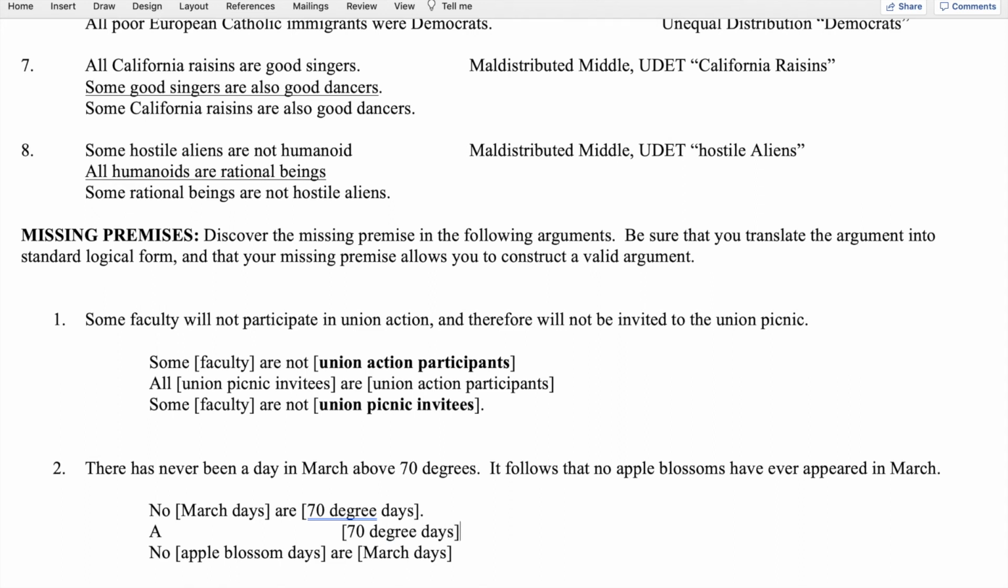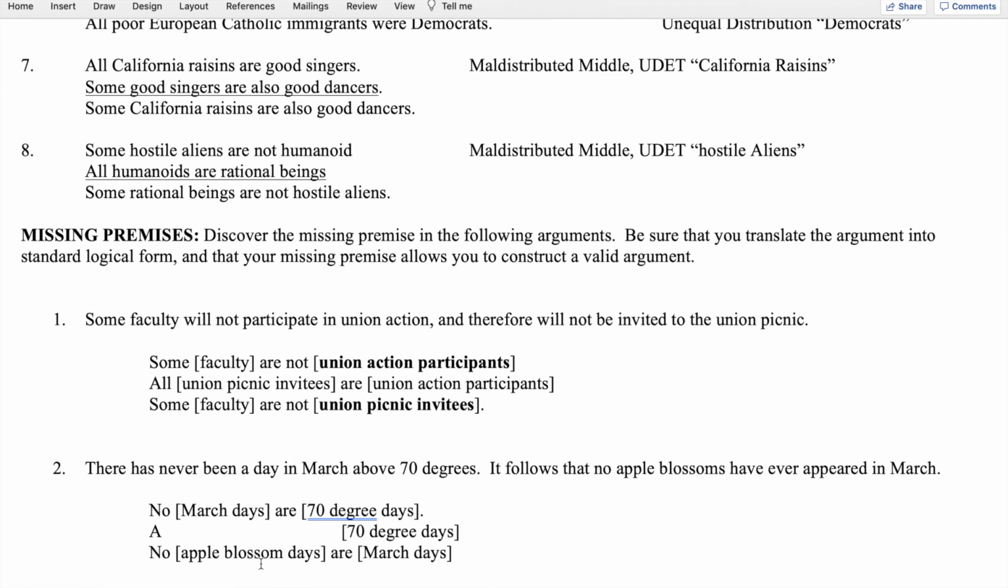Okay? So we have a middle term, 70-degree days, that is distributed in the first premise but not distributed in the missing or second premise, and that's fine. Middle terms must be distributed once and only once. March days, the end term, appears twice already, and in the conclusion it is distributed as subject, as predicate of a negative, and in the first premise it is distributed as subject of a universal. So both times it's distributed, and that's equal, so it follows the rule.